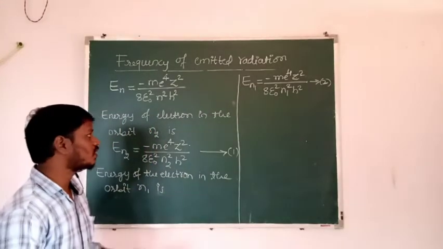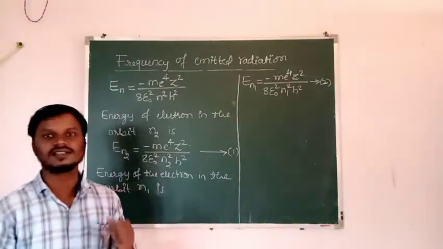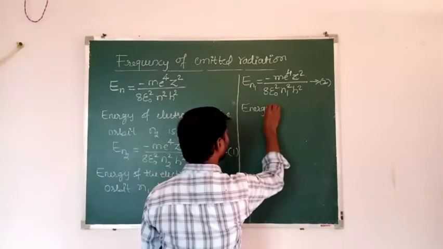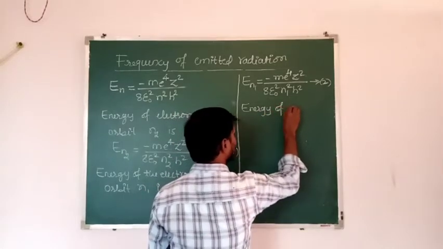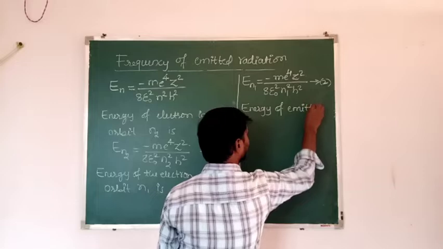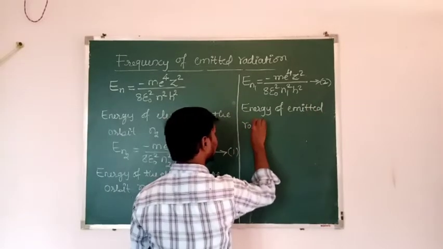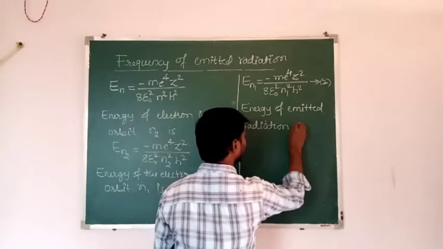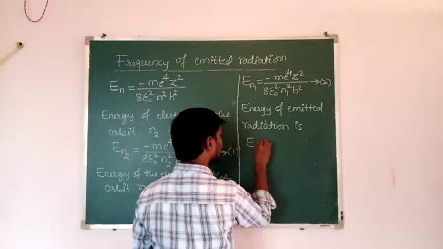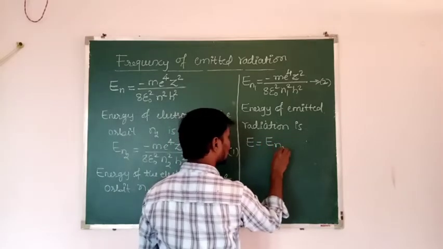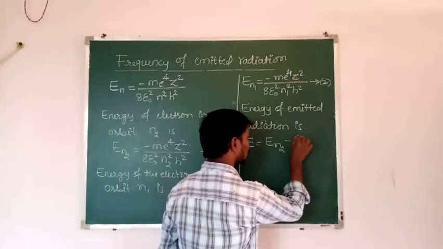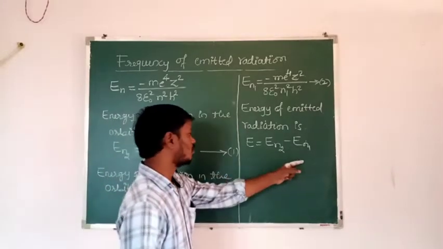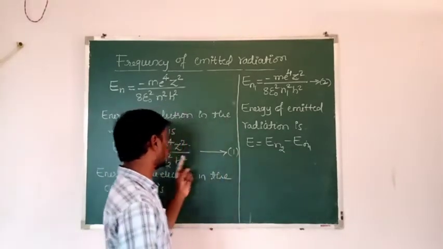Then the difference in energies of these two orbits gives the energy of the emitted radiation. According to Bohr's postulate, the energy of the emitted radiation E is equal to the energy of the electron in the orbit n2 minus the energy of the electron in the orbit n1, the difference. What is En2 from equation 1, and what is En1 from equation 2?